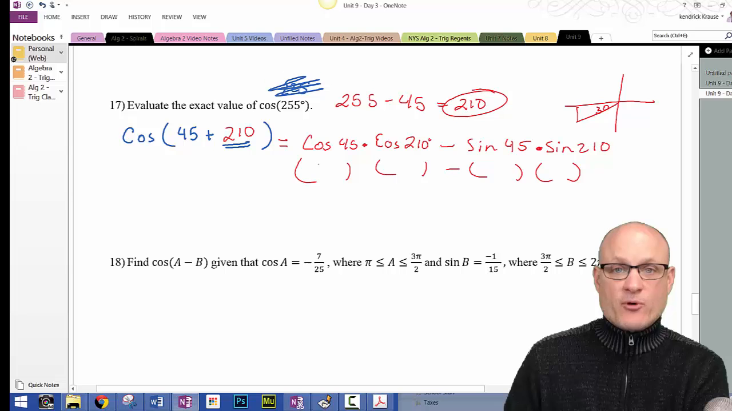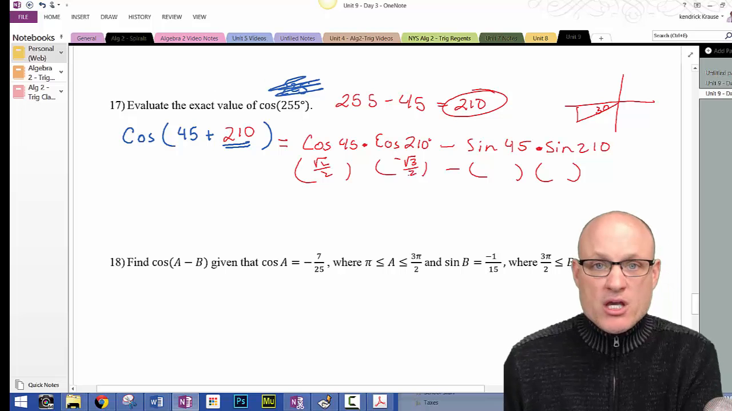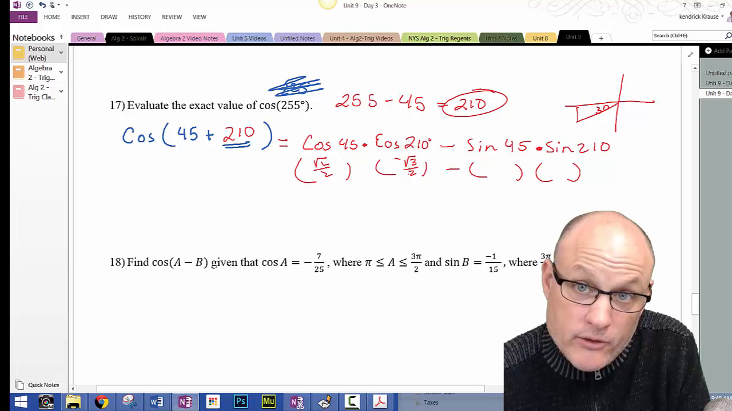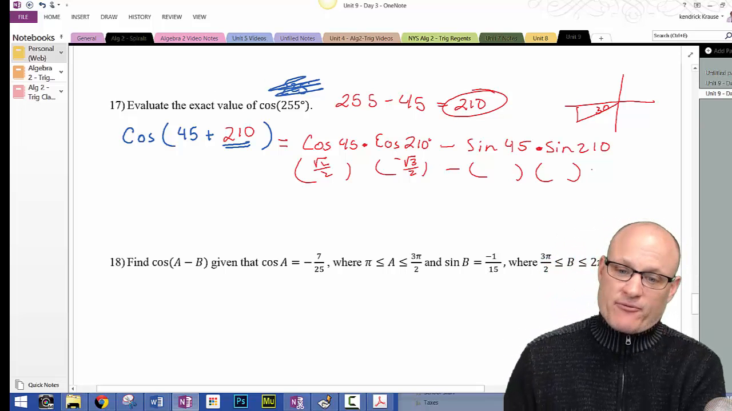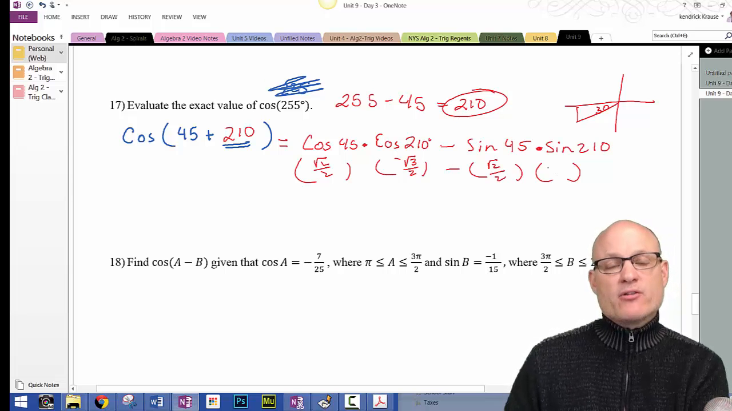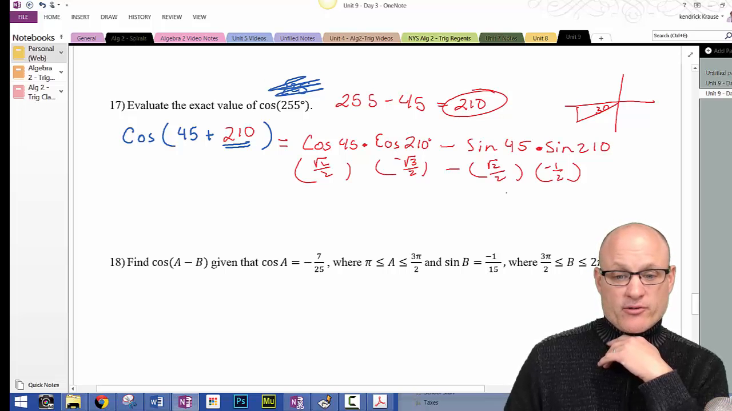The cosine of 45 is the square root of 2 over 2. Cosine of 210. Now, it's in the third quadrant. That makes it negative. It has a reference angle of 30 degrees. I know that the cosine of 30 is the square root of 3 over 2. If you don't know that by now, it's time to learn it. Please. Sine of 45, square root of 2 over 2. Sine of 210, 30-degree reference angle, 1/2. But it's in the third quadrant, so it's negative.